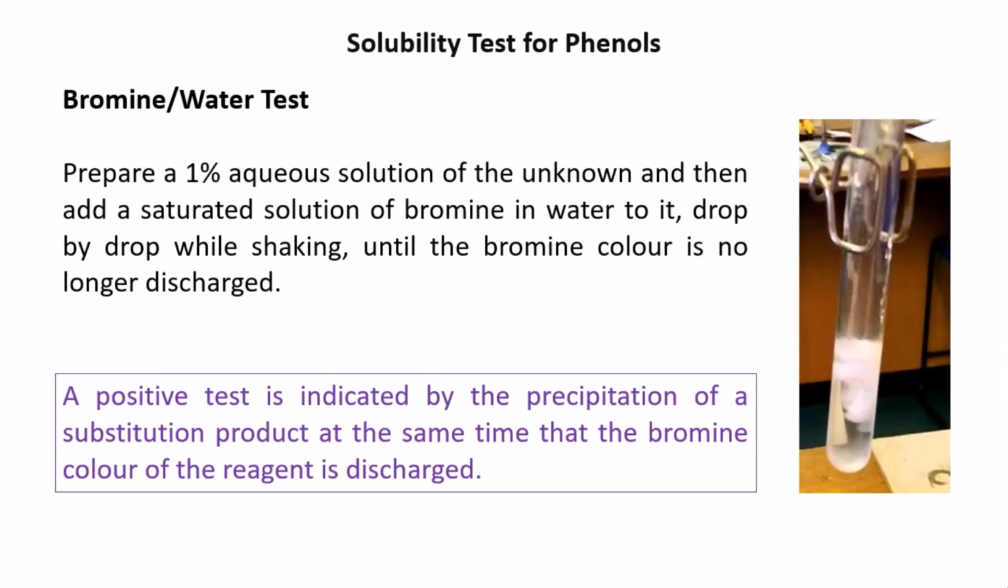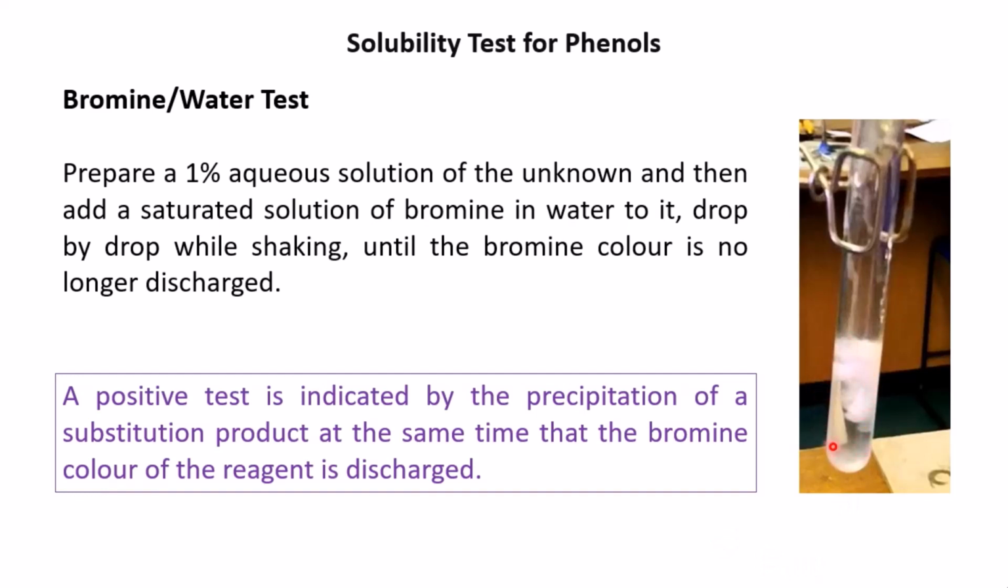Okay, so the bromine in water test can also be used to identify an unknown as being a phenol group, right? So we know that phenols have the formula ArOH. So the Ar bearing the unsaturation should give a positive test with the bromine in water, as well as the OH group that leads to the substitution. So here the positive test is indicated by the precipitation of the substitution products at the same time that the bromine color of the reagent is being discharged.